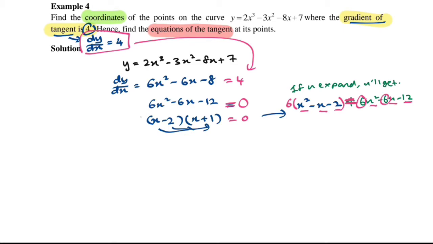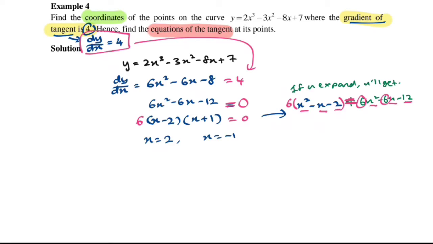So the same thing to do here. We just have to write 6 in front of the brackets. Always check that your factorization is equal to the equation before it. Now you have two values of x: x equal to 2 and x equal to negative 1.